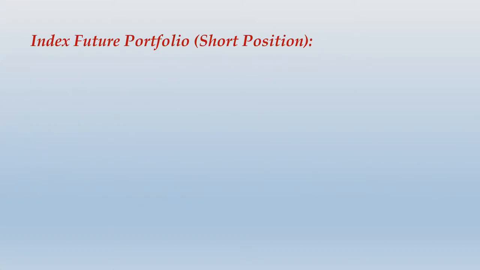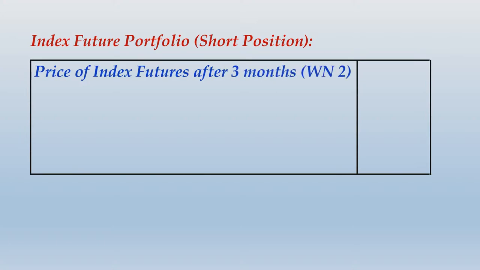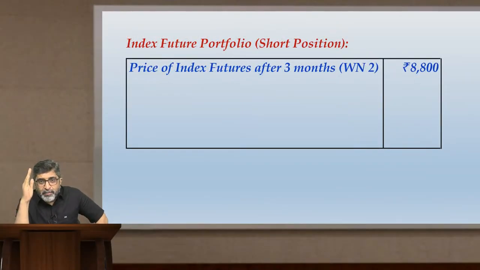So what will be the index future position where you took a short position? What will be the outcome of this at the end of 3 months? Price at end of 3 months, that is price of the Nifty futures at end of 3 months will be 8,800. So the same point prevails. How did we get this 8,800? So this time, before I move ahead, let me explain this point.